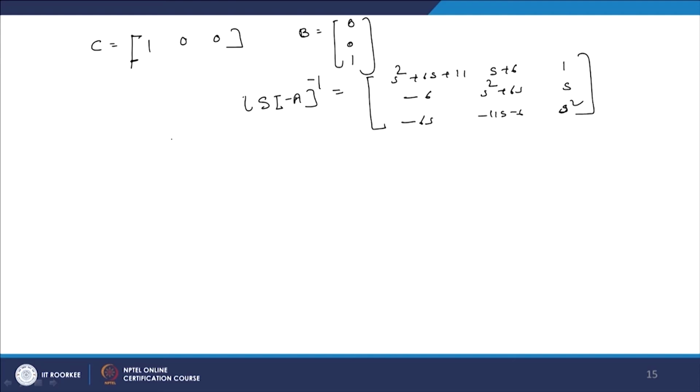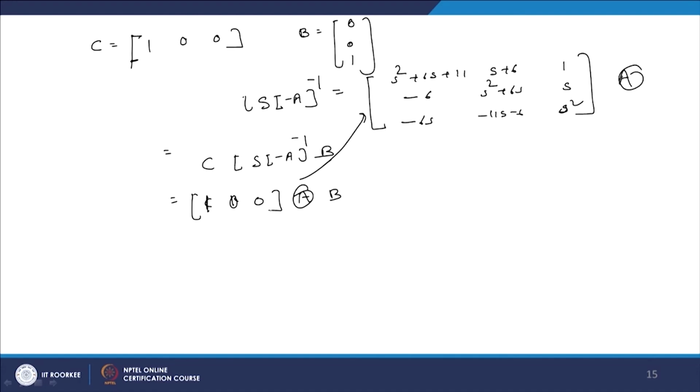Now, next step is we have to multiply this C sI minus A inverse B. So, here this C is 1 0 0, and this 1 0 0 you have to multiply with this sI inverse. So, if you multiply, let us say this is A, now here we have to multiply. So, what will we get? If you multiply this 1 0 0 with this one, so what happens?